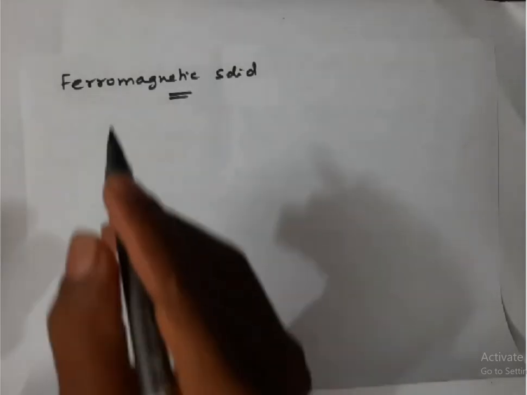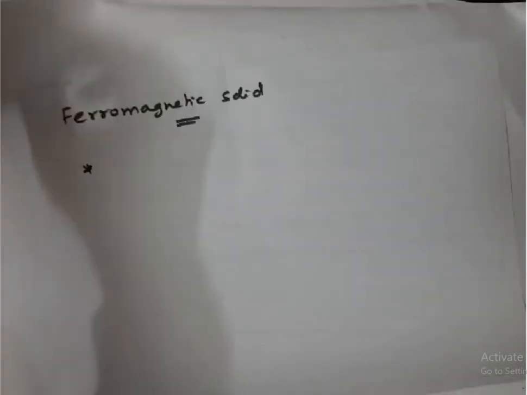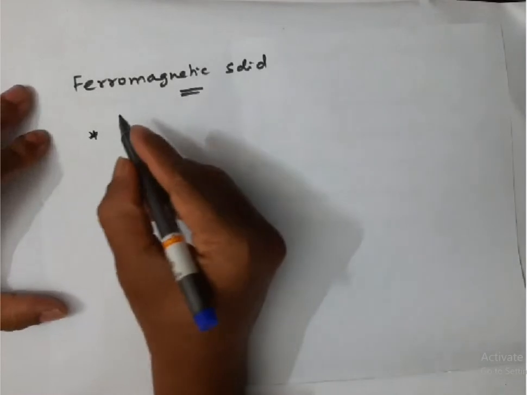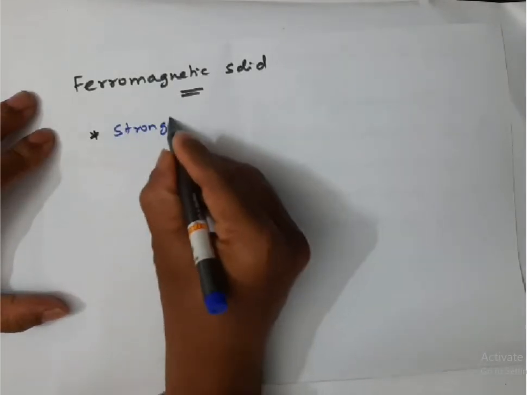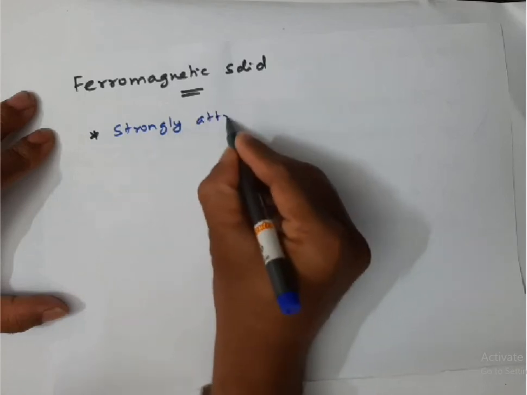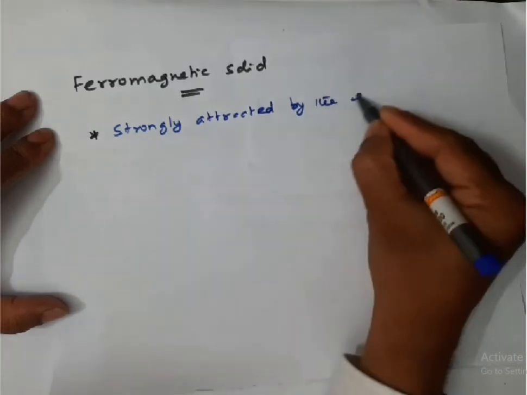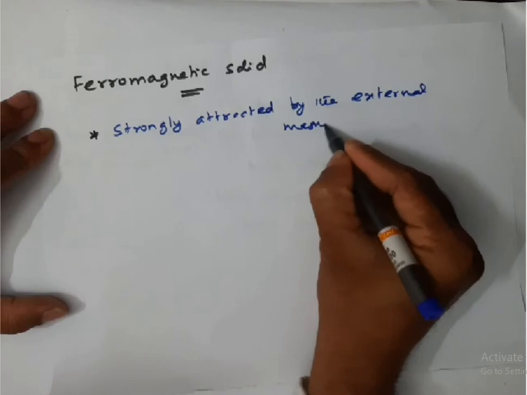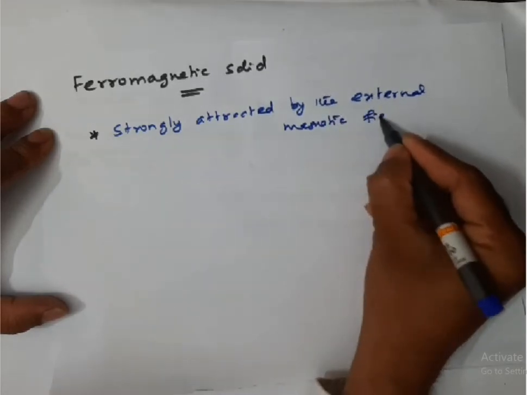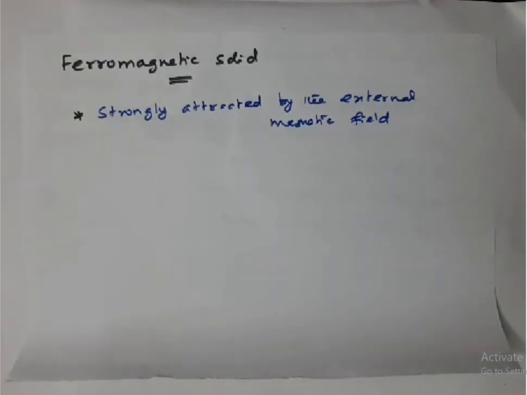So ferromagnetic solids are basically solids which are strongly attracted by the magnet, by the external magnetic field. So if we keep the material in a magnetic field, this material is strongly attracted. Okay, what are the examples?